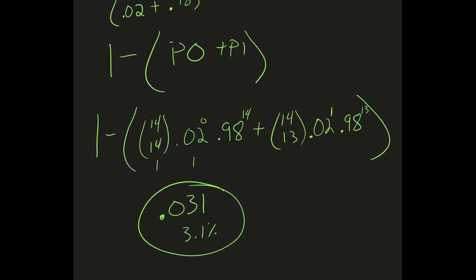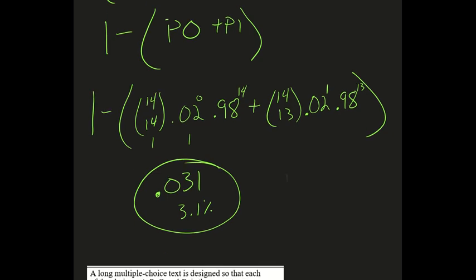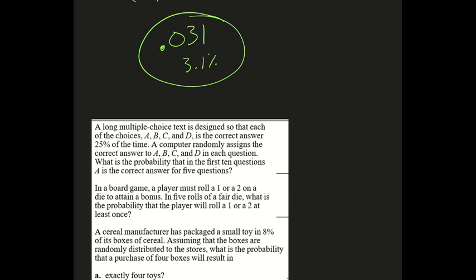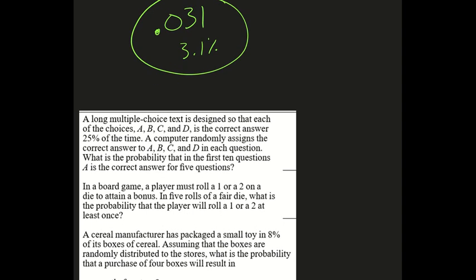All right, so when you're looking at 2 or more, at maximum 2, at most 2, at least whatever, pay attention to the wording with it. Okay, so we've got this multiple choice question test here. So each of the choices A, B, C, and D is the correct answer 25% of the time. So randomly assign the correct answers to A, B, C, D. The probability that in the first 10 questions, A is the correct answer for 5 questions.